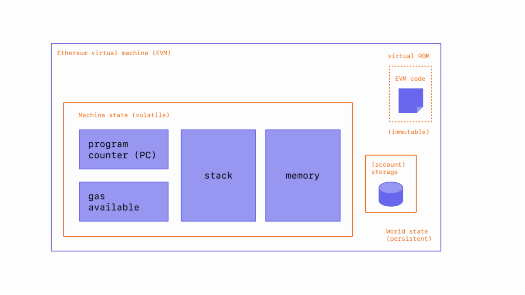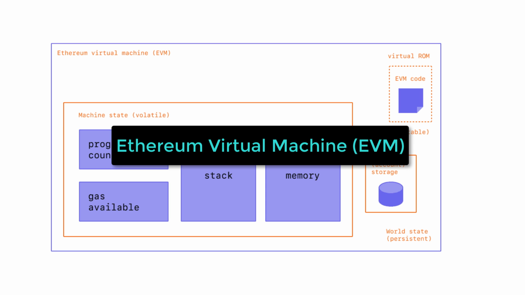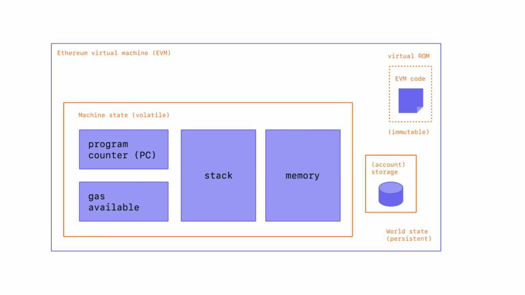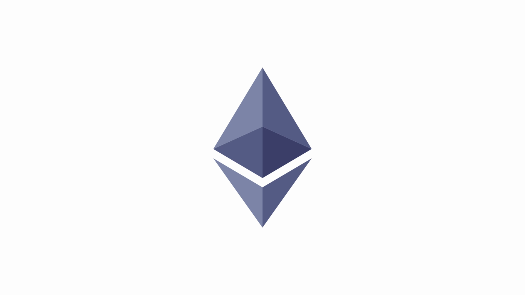When a smart contract runs on Ethereum, it's executed by the Ethereum Virtual Machine. In this video, I will give you a quick intro to the EVM, the most interesting part of Ethereum.